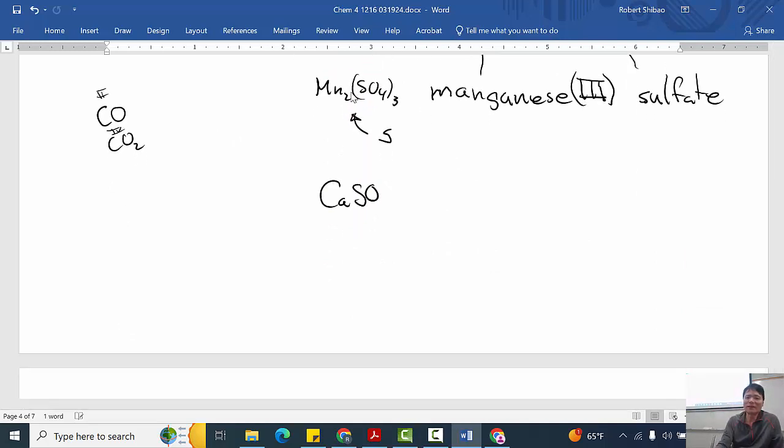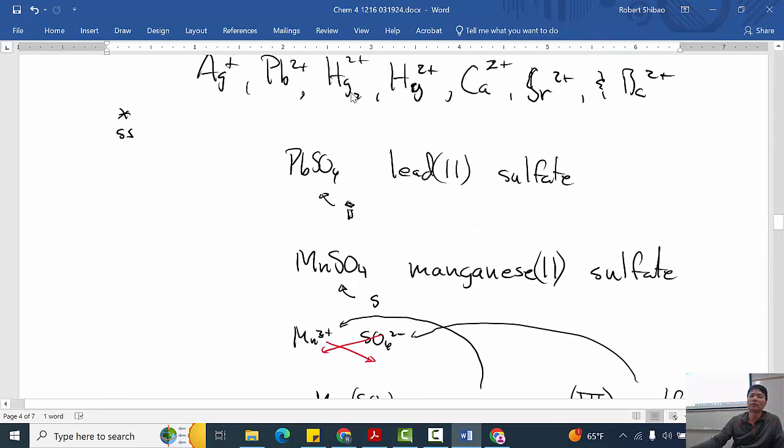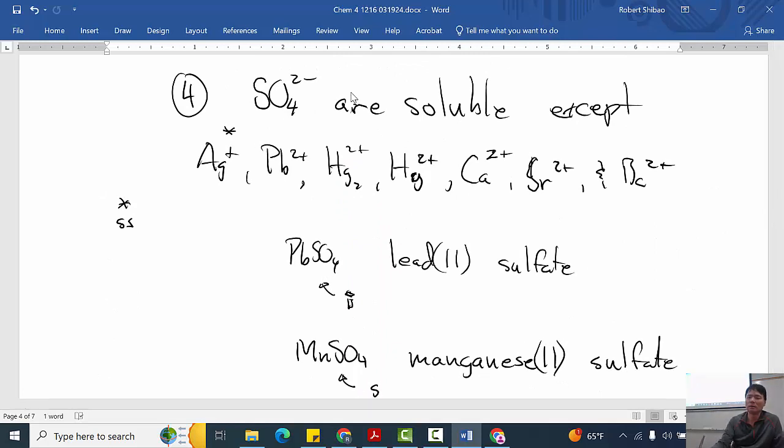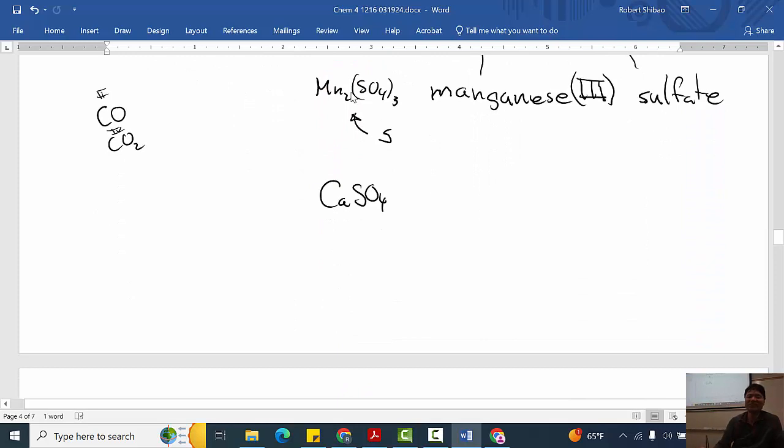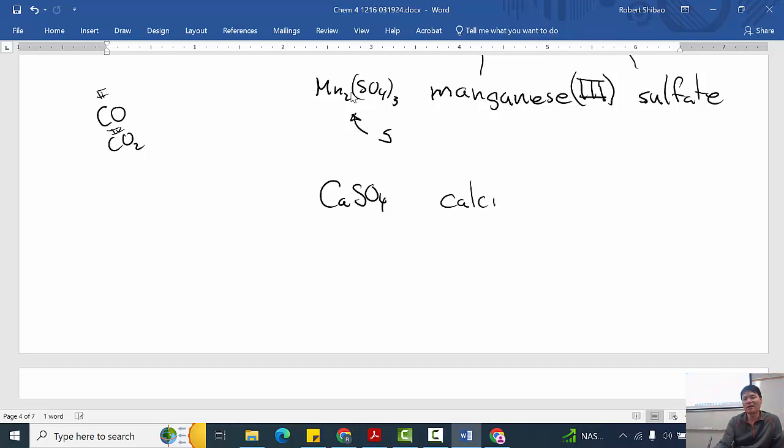Name this one for me. Besides barium, what was the other element starting with B? There are none other here. Bromine? No, barium. Ba2+. What's the name of this? Calcium 2 sulfate or just calcium sulfate? Calcium 2 sulfate? What are the common charges for calcium?